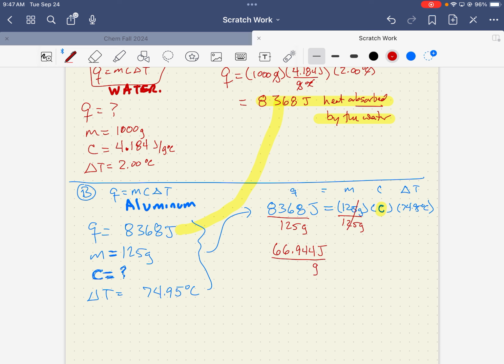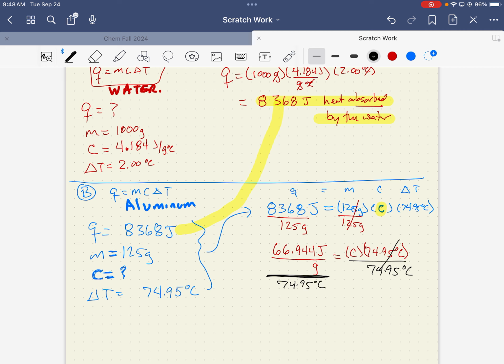This part over here cancels off. And on the right side, I still have C times 74.95 degrees Celsius. So I'm going to take that now, and I'm going to divide both sides by 74.95. Same idea. I'm getting rid of the thing that's next to the variable that I want. So I need to get rid of that 74.95 degrees Celsius. So on the other side, I'm going to divide this whole thing by 74.95 degrees Celsius. That cancels off.